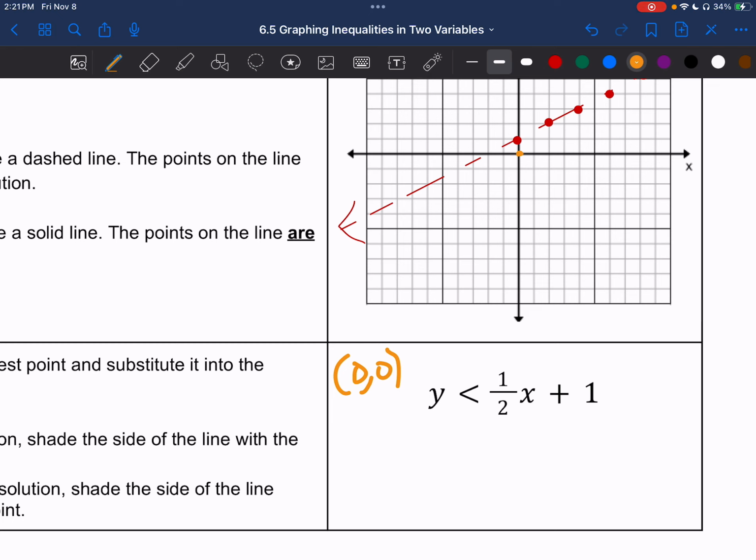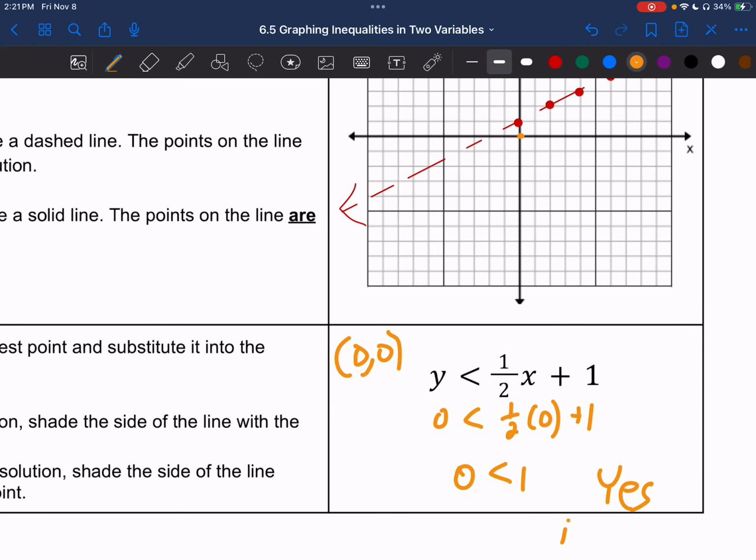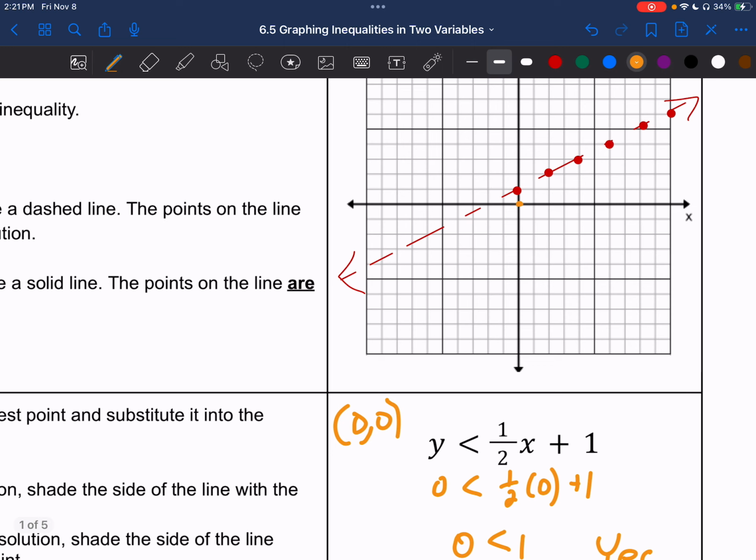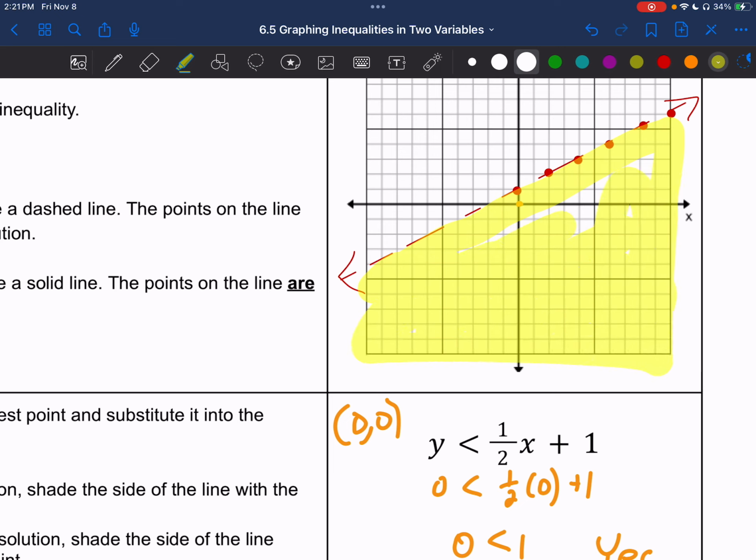So we substitute in: 0 is less than 1/2 times 0 plus 1. Is 0 less than 1? Yes, it is. So it is included. The side that had 0 is the side that we are going to shade as our solutions. So everything below that line is going to be shaded.